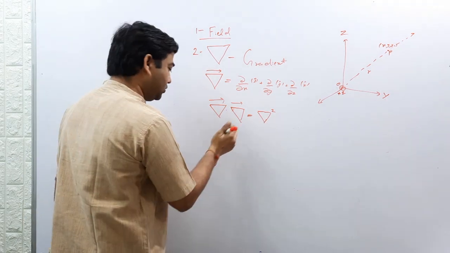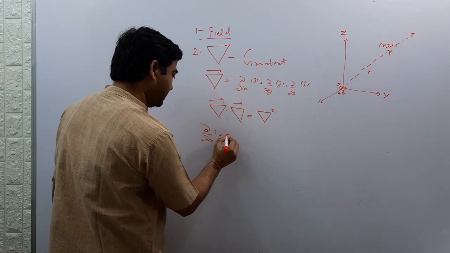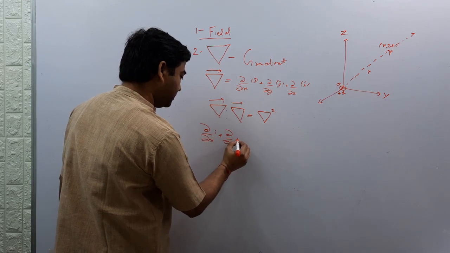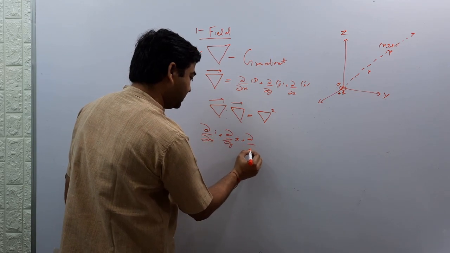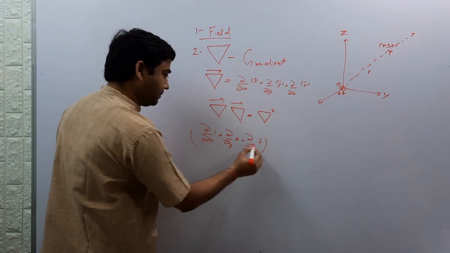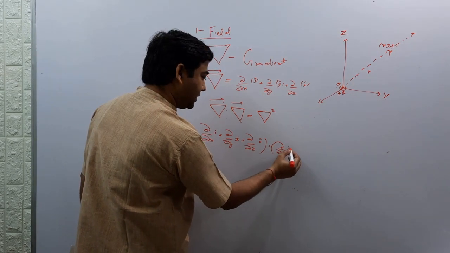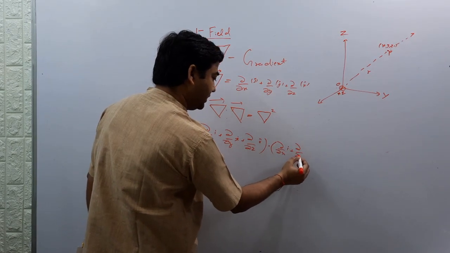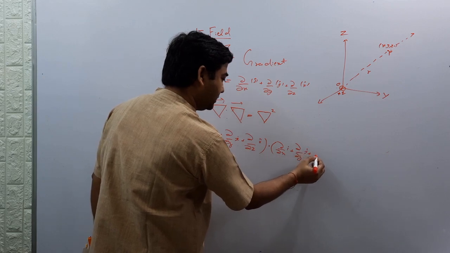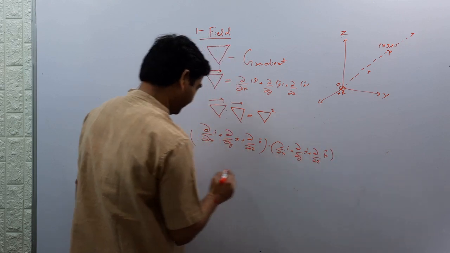This is called del square. So del dot del is (del/del x i plus del/del y j plus del/del z k) dot (del/del x i plus del/del y j plus del/del z k).